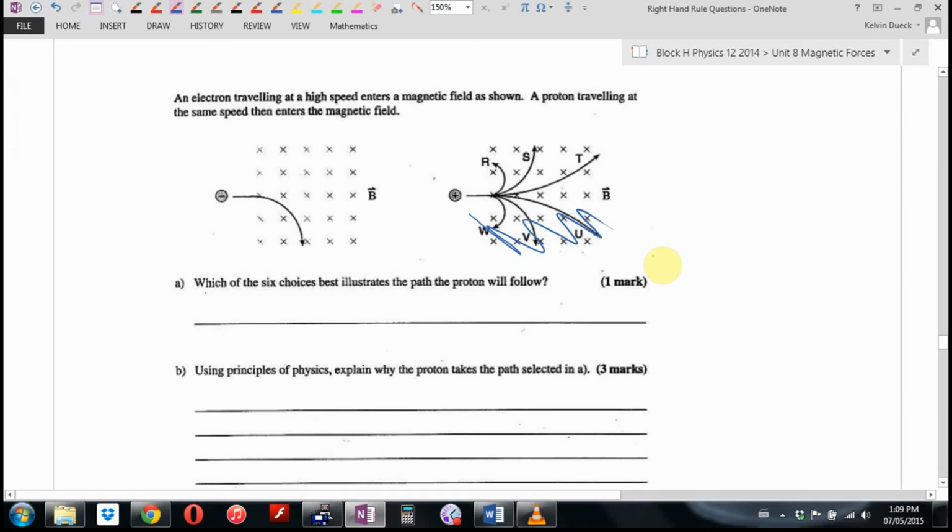So it says, which of 6 choices best illustrates the path the proton will follow? I can already tell you it's R or S or T. What can you tell me about the charge of a proton? Bigger, smaller, or the same size as an electron? Same, okay. What can you tell me about the mass of a proton? Bigger, smaller, or the same mass as an electron? Bigger, so it's going to be tougher to deflect. So R, S, or T, which one? T.